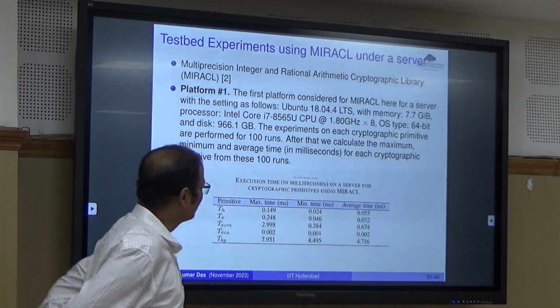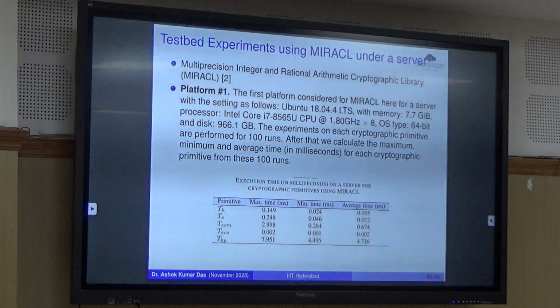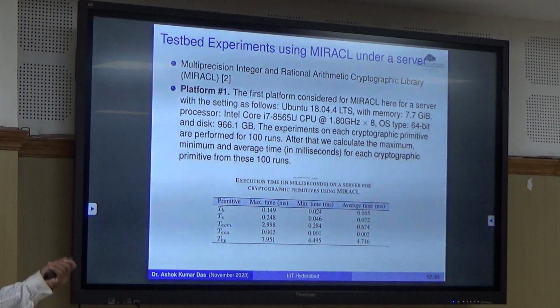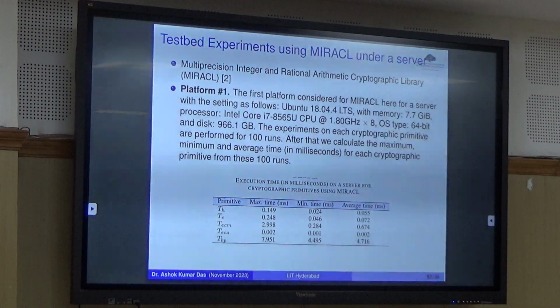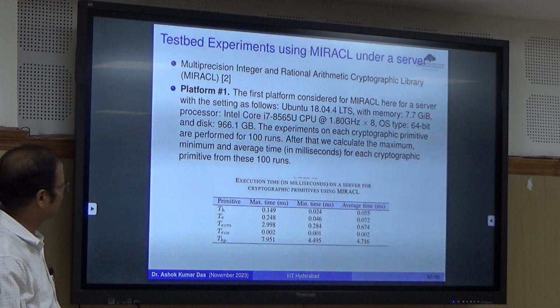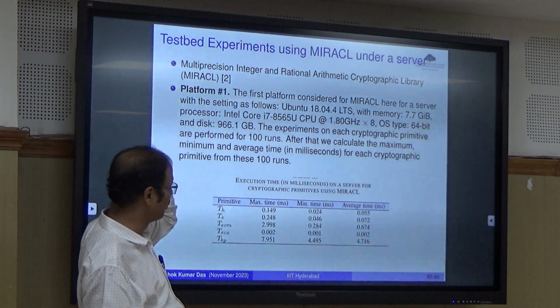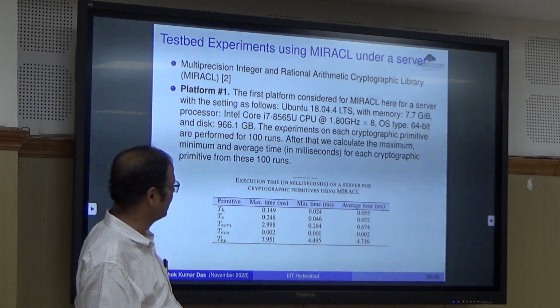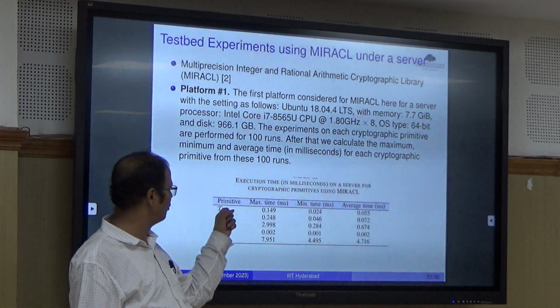Then what we have done is implement using something called the MIRACL library, known as the multi-precision integer and decimal arithmetic library, on two platforms. The first platform we used is the server setting. We have taken Ubuntu 18.04 with this memory, and we implemented each and every primitive.